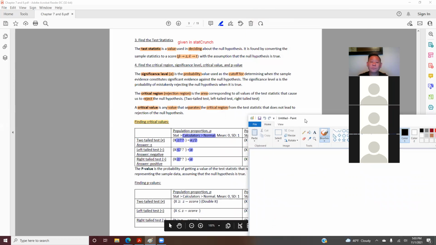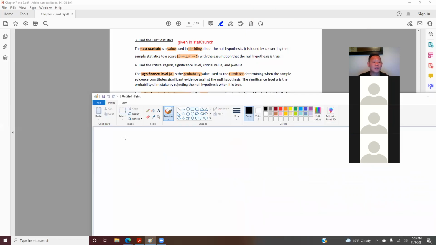So let me show you what all this means. If I ask you for a 95% confidence interval, like last time, our alpha in this case is 5%. This is what we call the significance level. Last time we called it error, and now we call it significance level.